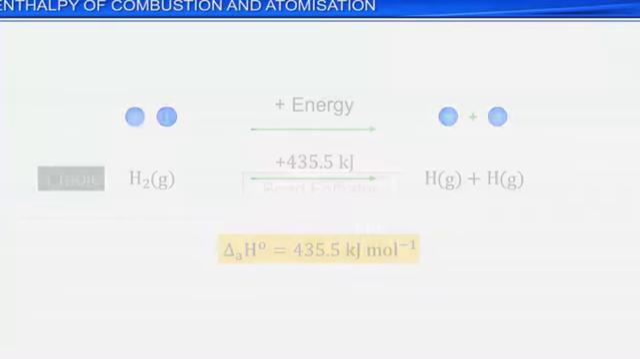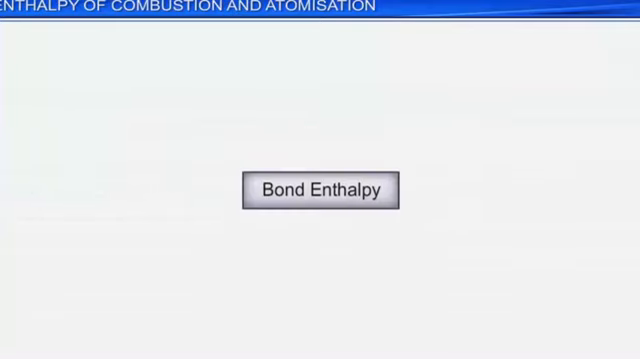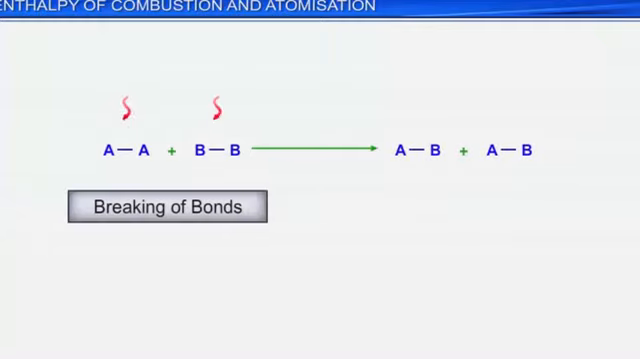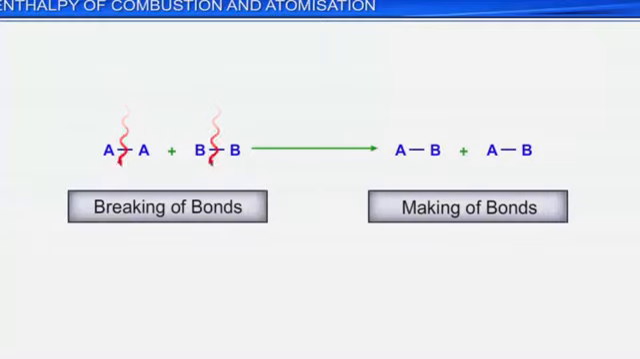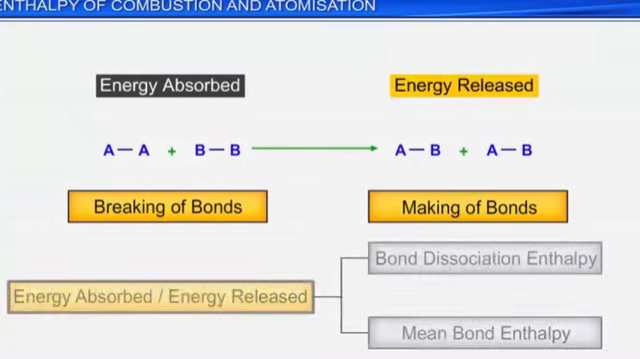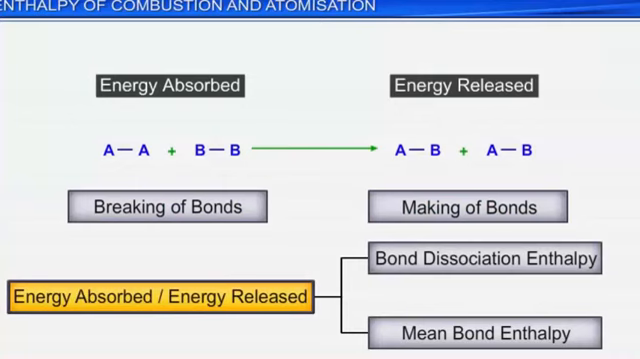Now let's look at bond enthalpy. We know that chemical reactions involve the breaking and making of bonds. The breaking of bonds requires energy, while the making of bonds involves the release of energy. The enthalpy changes associated with chemical bonds are expressed in terms of bond dissociation enthalpy and mean bond enthalpy.